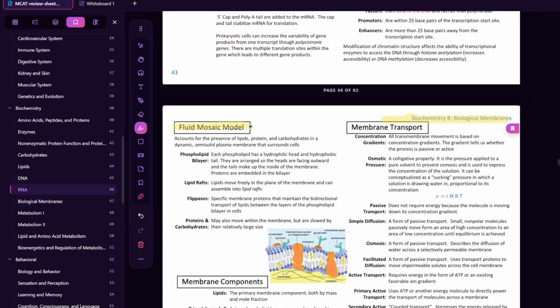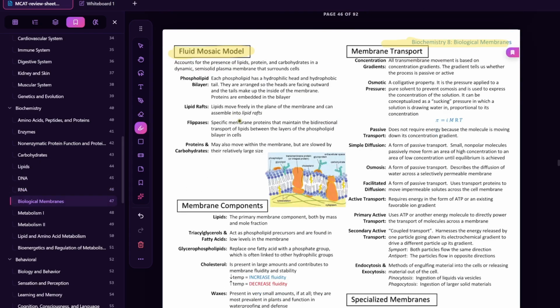So your biological membrane, fluid mosaic model. We have a fluid mosaic model of your cell's membrane. If you know in biology, chapter 1, we all have cells, right? All living organisms have cells, and those cells have membranes, which is like the outer layer of the cell, basically. And it accounts for this model. What it looks like is this.